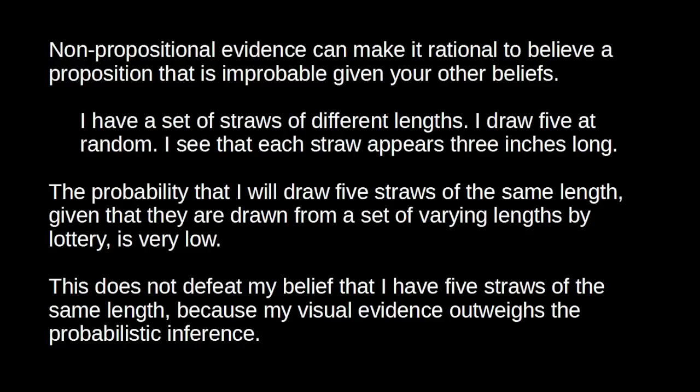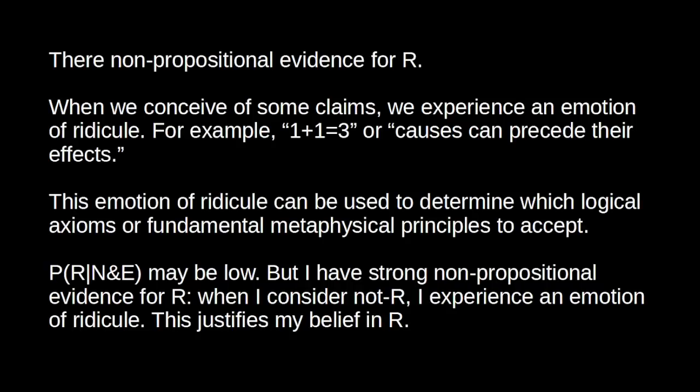Bergmann's point is that some beliefs are justified directly by our experiences, not by other beliefs. My visual impression of the straws is an example of this kind of direct experiential evidence. The evidence from sense perception outweighs the evidence that's given by the probabilistic inference. So the question is, is there evidence for R that outweighs the probabilistic evidence against it? Well, Bergmann says yes. He says that there is non-propositional evidence for R. And he draws on an idea from Thomas Reid. So there are some general principles that we know by a kind of intuition.